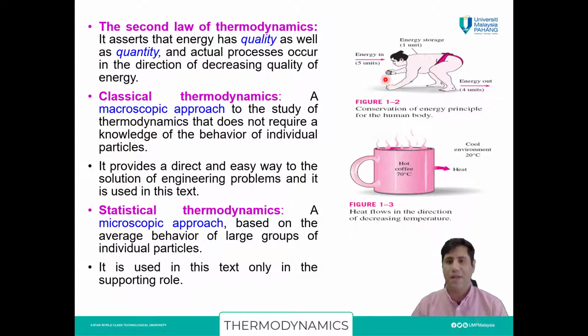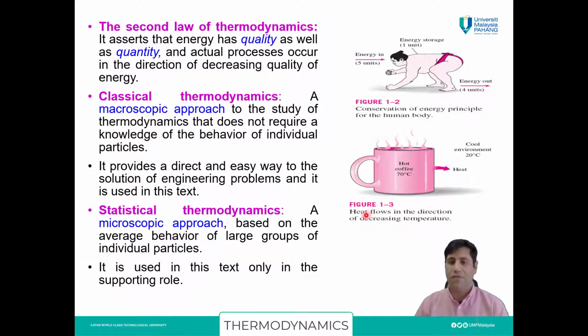But here is an example of the conservation of energy principle for a human body. As you can see here, this guy receives 5 units of energy. 1 unit of energy is stored in his body, and 4 units will go out as energy out. Still, you can see the conservation of energy: 5 units in, 4 units out, and 1 unit is stored. So the total is equal.